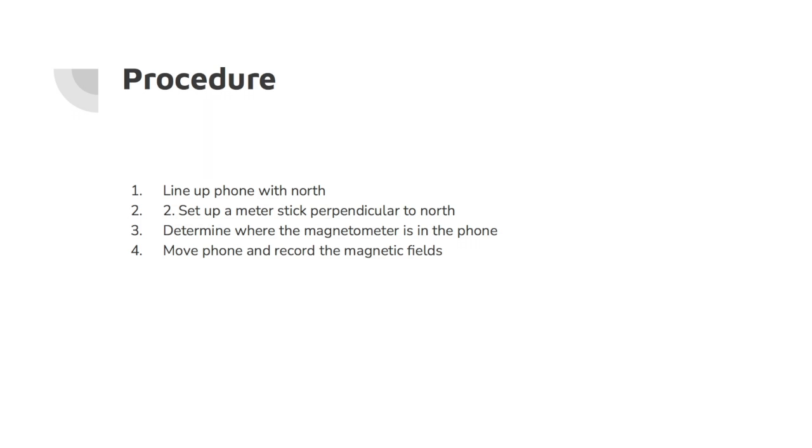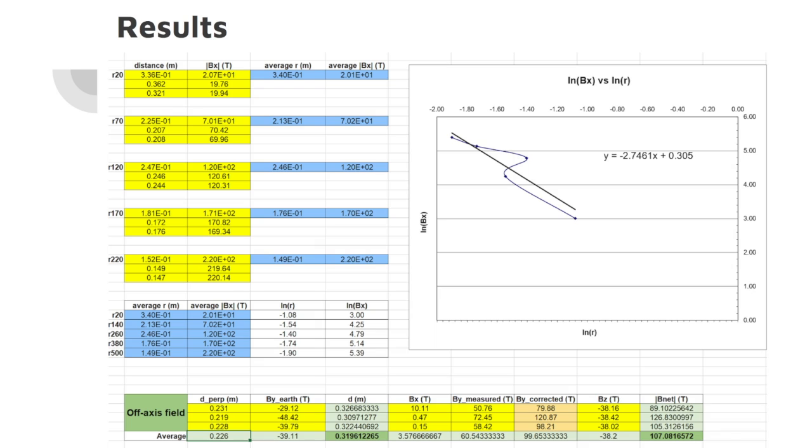Finally, we will either move the phone or move the magnet so that they are different distances apart from each other and record the magnetic fields at this distance. We will do it on the same line, and then we will also do it at a 45-degree angle. These were my results from this experiment and a graph created from ln Bx over ln r.